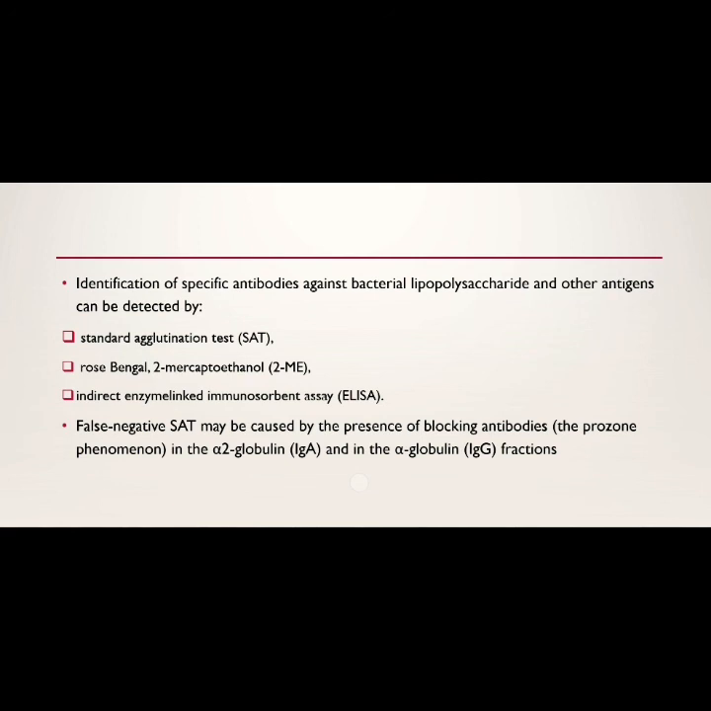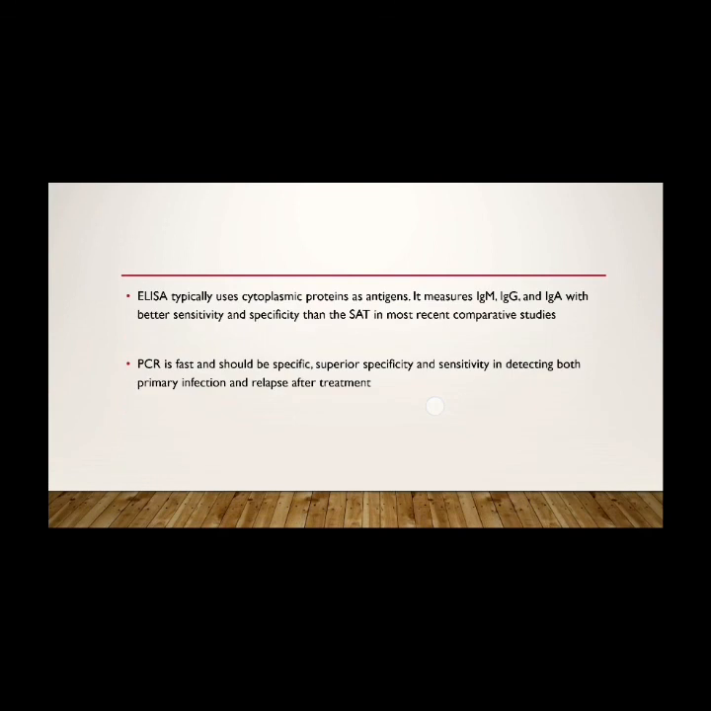False negative standard agglutination test may be caused by the presence of blocking antibodies, and that is what is called the prozone phenomenon, in the alpha-2 globulin immunoglobulin A and in the alpha globulin immunoglobulin G fractions. Okay, so the serology test can detect the disease, but can also give false negatives, especially with standard agglutination tests.